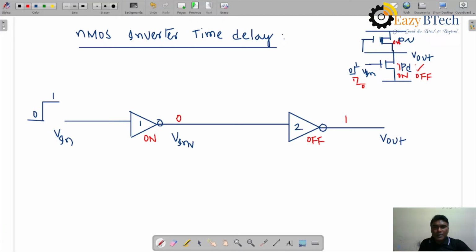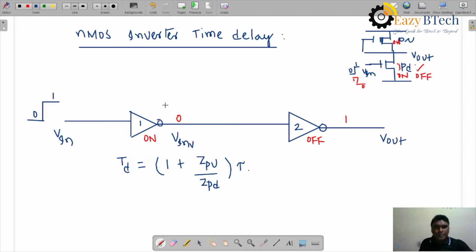Input 1 is applied, output is 0, inverter output is 0. As an input to the second inverter, our output is 1. Now we have the time delay: Td is equal to 1 plus Z pull up by Z pull down, into tau. Tau is a delay unit, right?